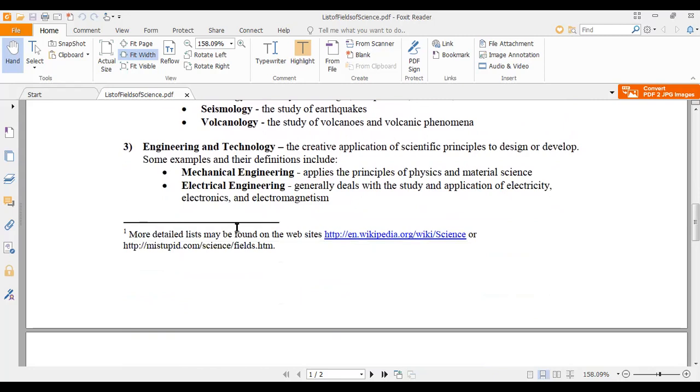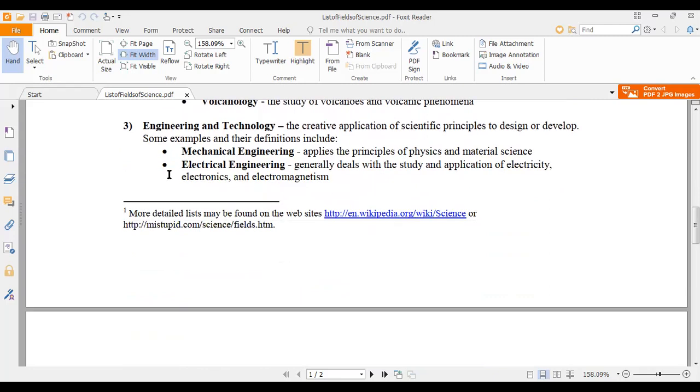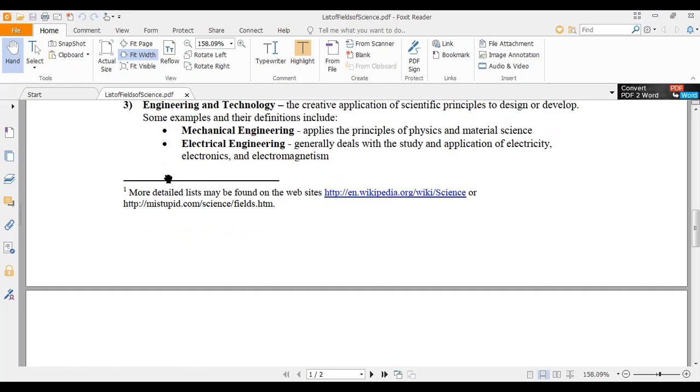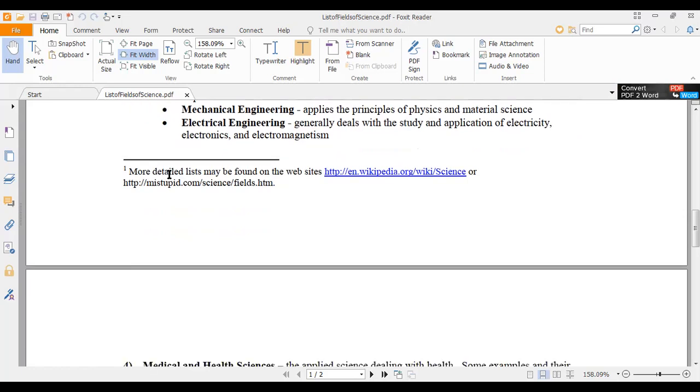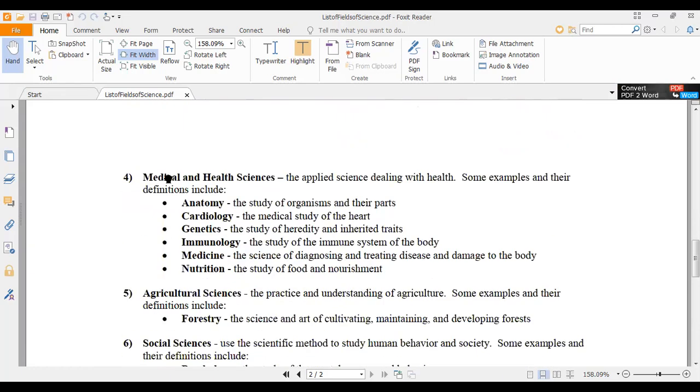Now we come to the third type, engineering and technology. It is related to engineering studies, and also to technical and technological tools and devices. For example, mechanical engineering, electrical engineering.